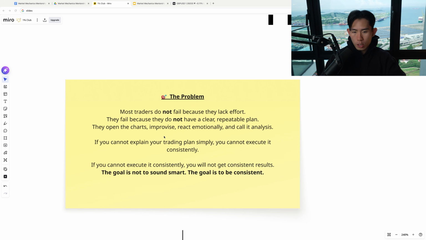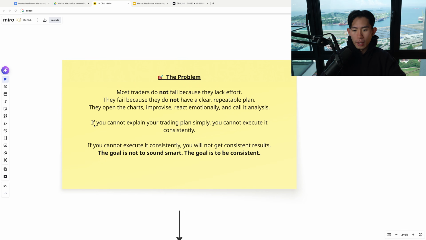All right, so that's what we are talking about in this lesson. And this is the tweet that I've written. If you cannot explain a trade plan simply, you cannot execute it consistently. And if you cannot execute it consistently, you will not get consistent results. Remember, the goal is not to sound smart. The goal is to be consistent.